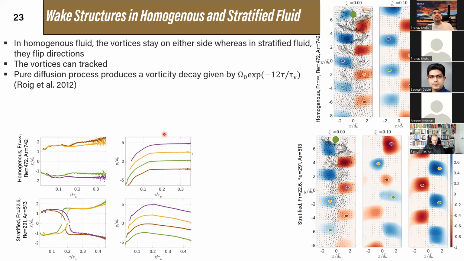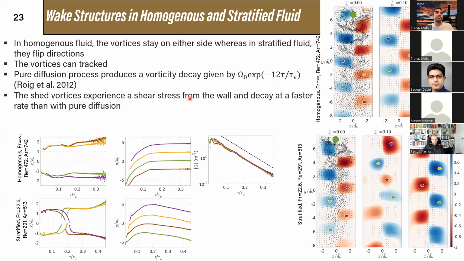The next thing we want to look at is how the vortices that are being released by the bubble decay. If these vortices decay according to the exponential law discussed in Roig et al. in 2012, they will follow a slope of 12. Now we will see what slope our results show.